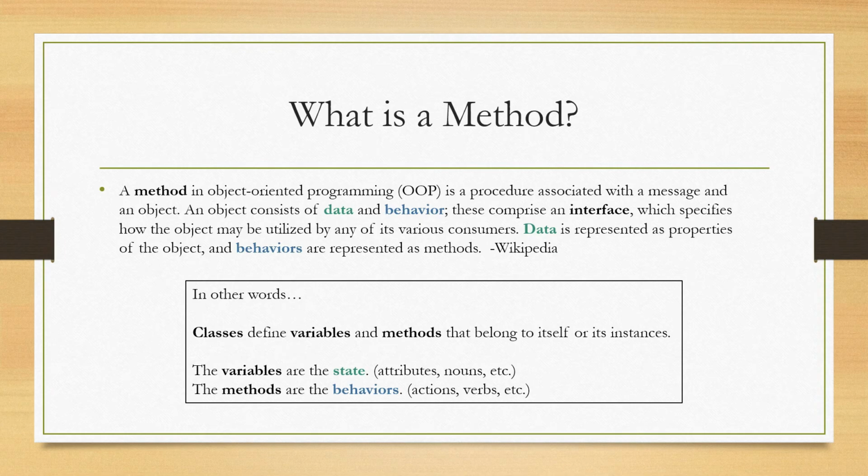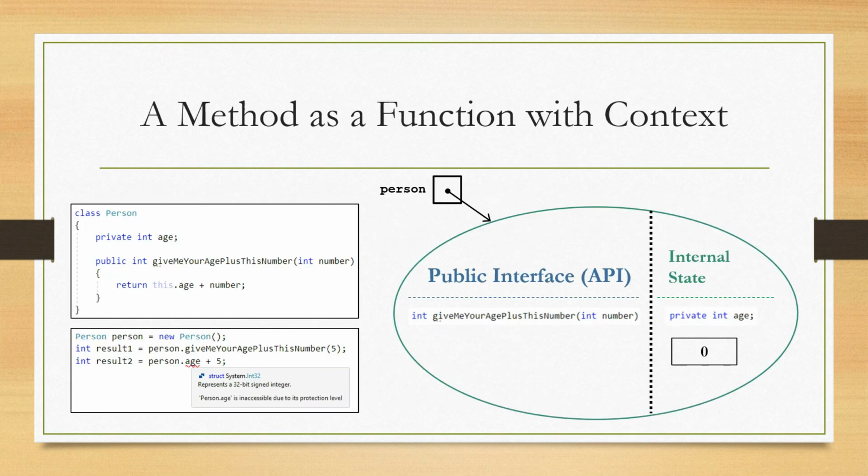What are the qualities of an object? For a human being, it would be like hair color, eye color. And what are the behaviors of an object? For a human, it'd be like walk and talk. In other words, classes define variables and methods that belong to itself or its instances. The variables are the state, the attributes, the nouns, etc., and the methods are the behaviors, action verbs, etc.